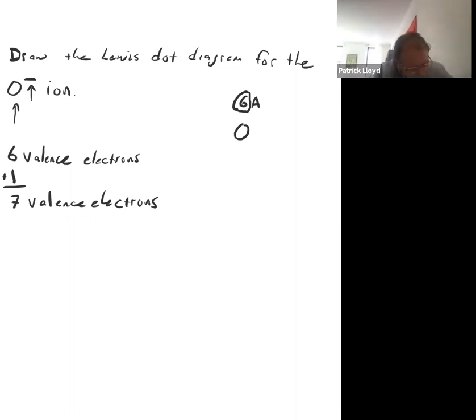So you take the symbol O and then you just start drawing in dots. Go clockwise. 1, 2, 3, 4, 5, 6, 7, right? I'm going to stop right there. We're at 7. And then since it is negatively charged, you draw a little bracket and you put a negative there. Okay, so that would be the O negative anion or O negative ion. That would be its Lewis dot symbol or its Lewis dot diagram, okay, for an ion.